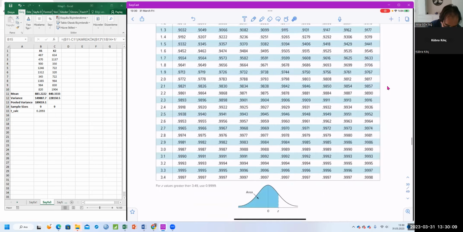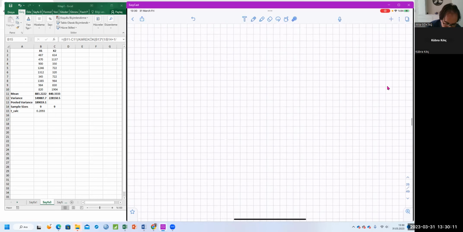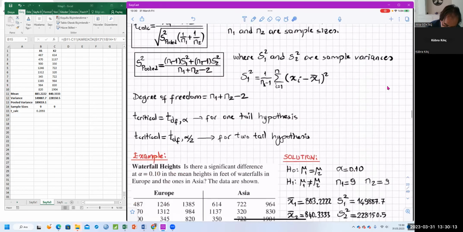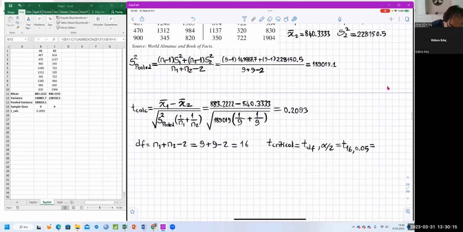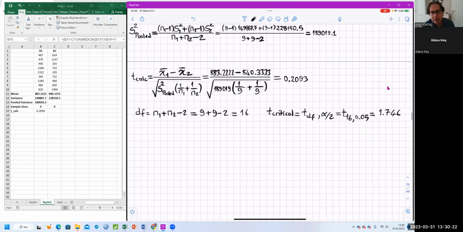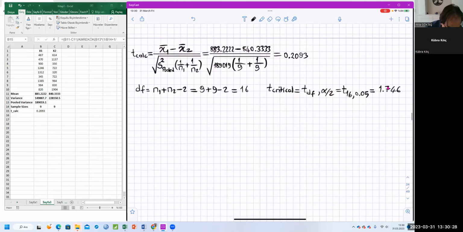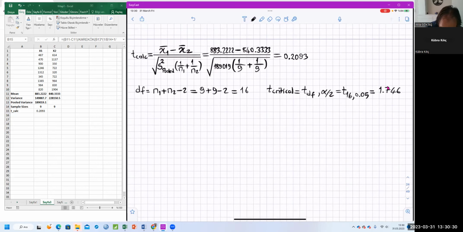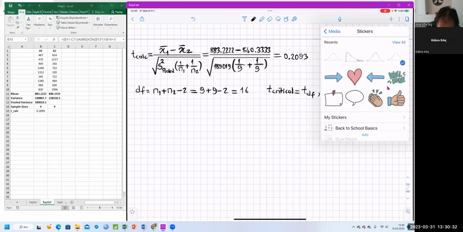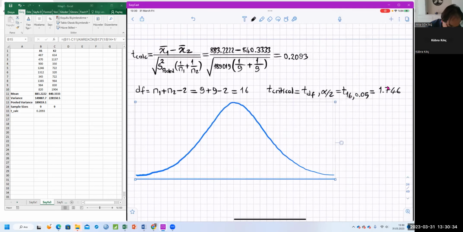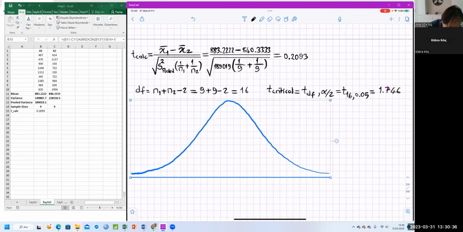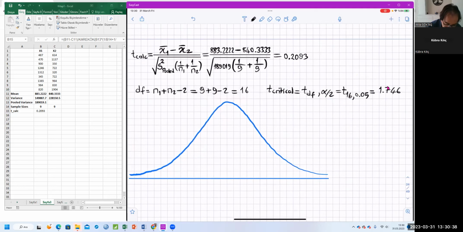Okay, I can go there and write the value down. So this is 1.746. That's the critical value. So this is a double-sided test. We have to place one on the left and one on the right. Let me just add you the graphical display of the t distribution. I'll place it here.